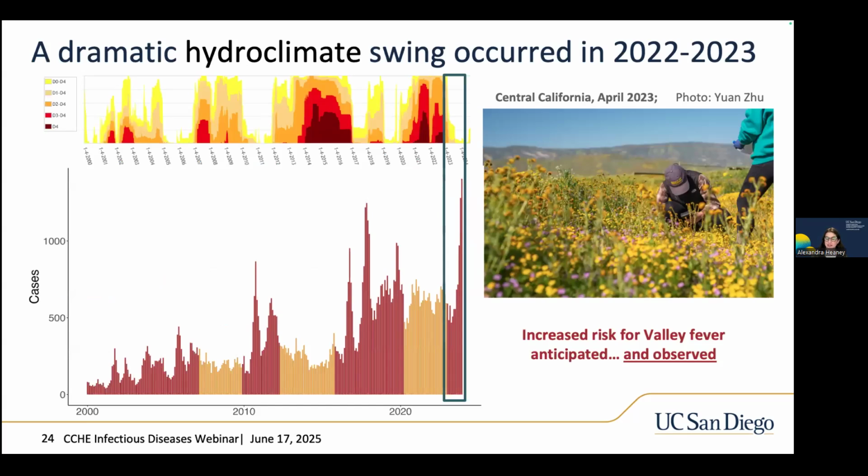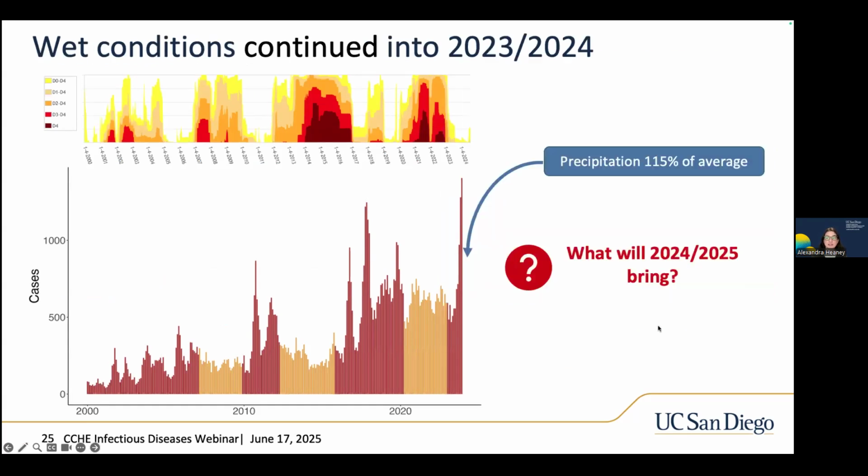And unfortunately, but as expected, the state did see a near record number of cases in 2023, shown in the blue box here. But these wet conditions then continued into the winter of 2023 and 2024, with precipitation again above average, about 115% above average that year. And that made us wonder, what will 2024 and 2025 bring in terms of the number of valley fever cases we might see across the state?